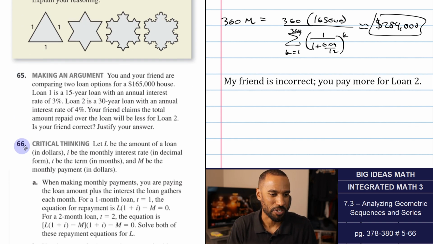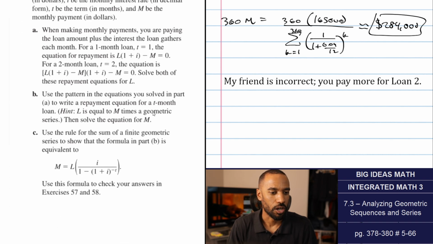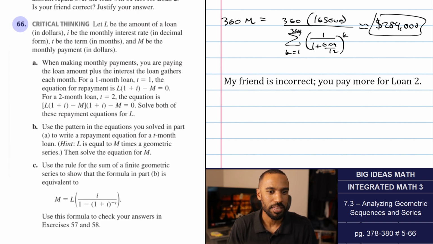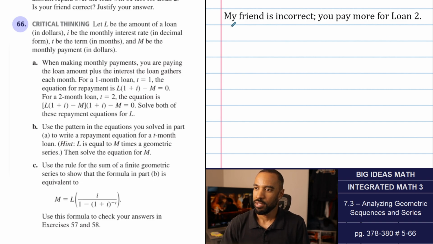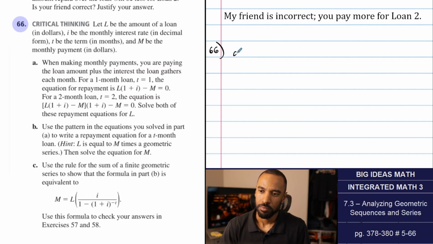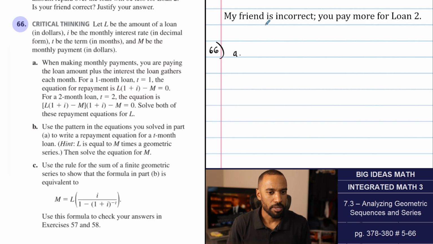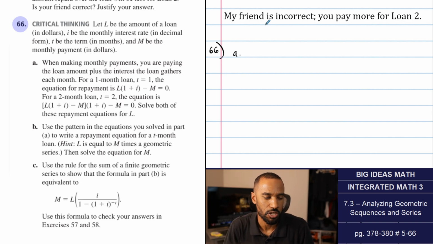Number 66, last question. Critical thinking. Let L be the amount of a loan in dollars, I be the monthly interest rate, okay, well, we've seen a lot of that, and M be the monthly payment in dollars. Part A. When making monthly payments, you are paying the loan amount plus the interest the loan gathers for each month.